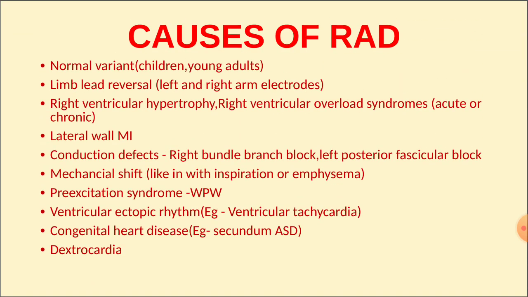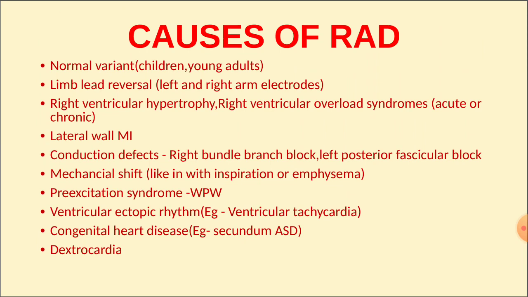Causes of right axis deviation. It can be a normal variant in children and young adults. In case of limb lead reversal, right ventricular hypertrophy, right ventricular overload syndromes, it can be acute or chronic. Lateral wall MI. In conduction defects, right bundle branch block, left posterior fascicular block.